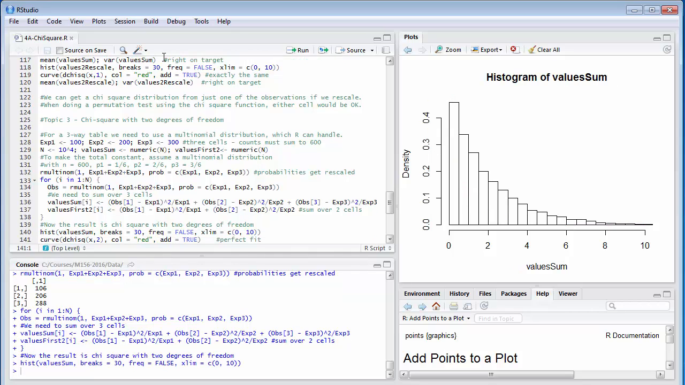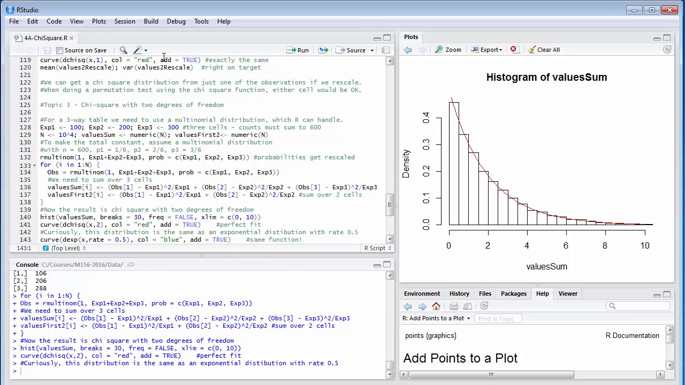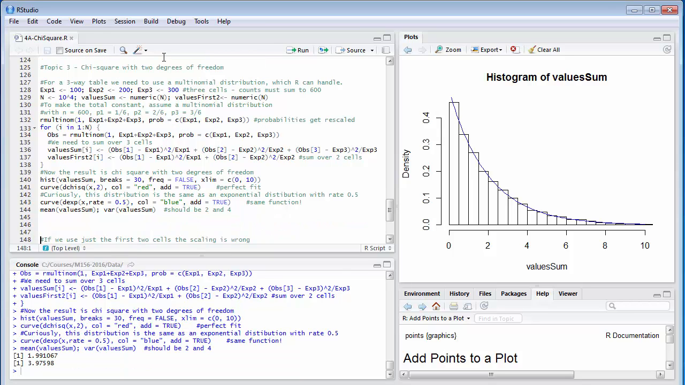There's a histogram for it. There's the chi-squared distribution with 2 degrees of freedom overlaid. Perfect fit. Incidentally, this distribution is exactly the same as an exponential distribution. The blue curve sits right on top of the red curve. And in this case, the mean for the chi-squared distribution is 2. The variance is 4. And for my samples, I get fairly close results.